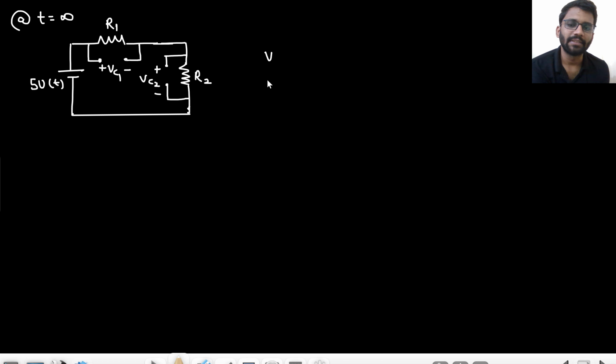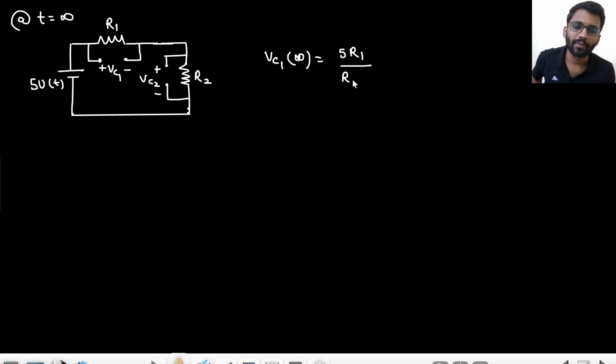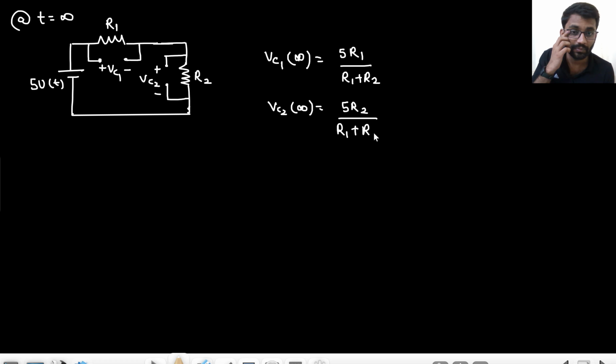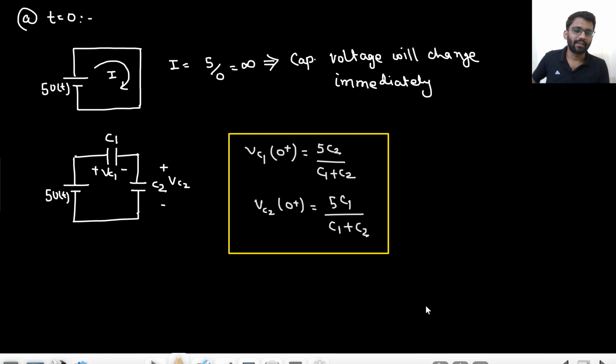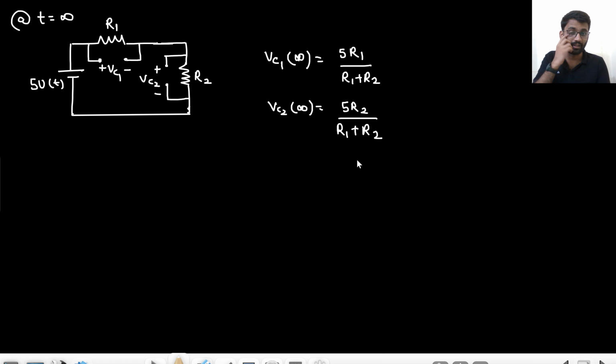So tell me, is there any ambiguity in the circuit at t equals infinity? No ambiguity. It's a very simple circuit, a simple resistor divider. VC1 at t equals infinity is 5 into R1 upon R1 plus R2, and VC2 at t equals infinity is 5 into R2 upon R1 plus R2, right? So these are the values of VC at t equals 0 plus and VC at t equals infinity.